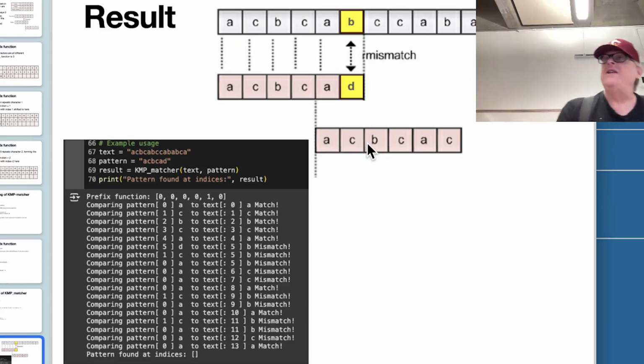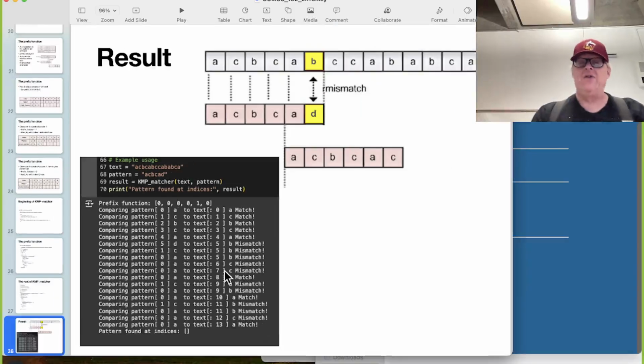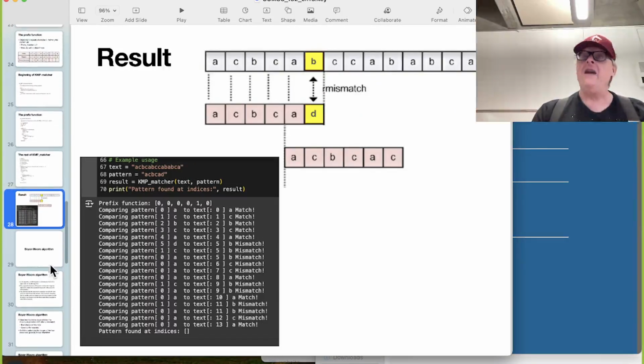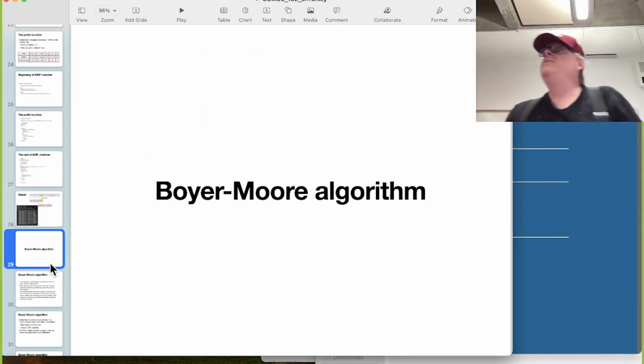I think I had to modify the text in the diagram in your book to make this correct, but I figured it was correct by running the actual algorithm. Anyway, that's how it goes. That's the KMP algorithm, which is a big step up from brute force.